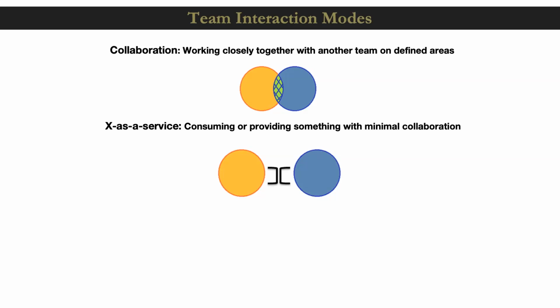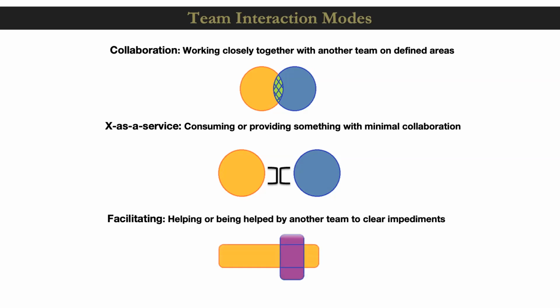Another interaction mode is X as a service. There's the consumer-producer relationship where you're consuming or providing something with minimal collaboration. And the third one up is facilitation, helping or being helped by another team to clear impediments. So we'll go through these and talk about the advantages and disadvantages of each interaction mode.